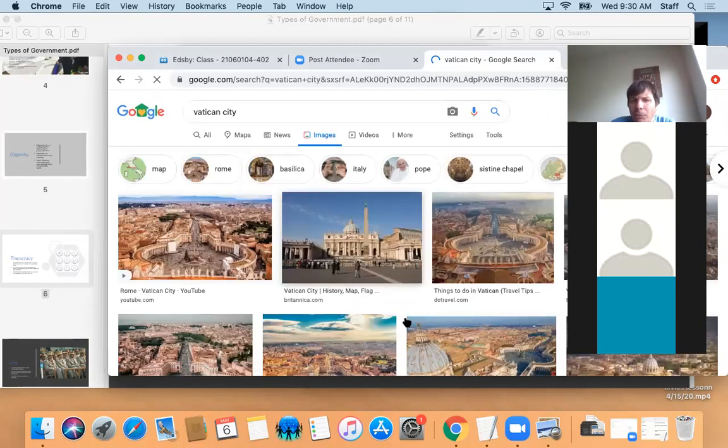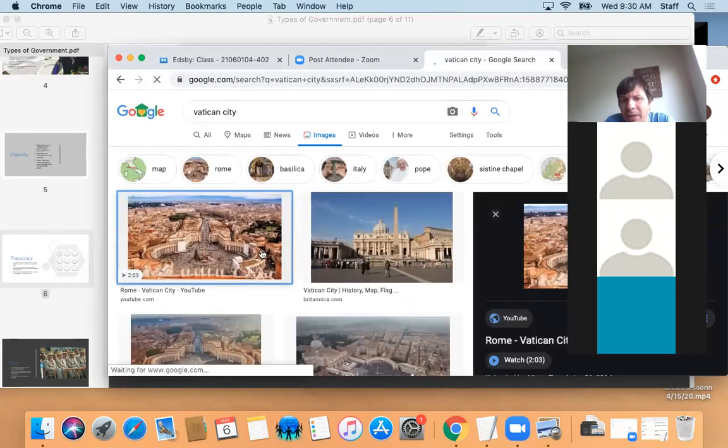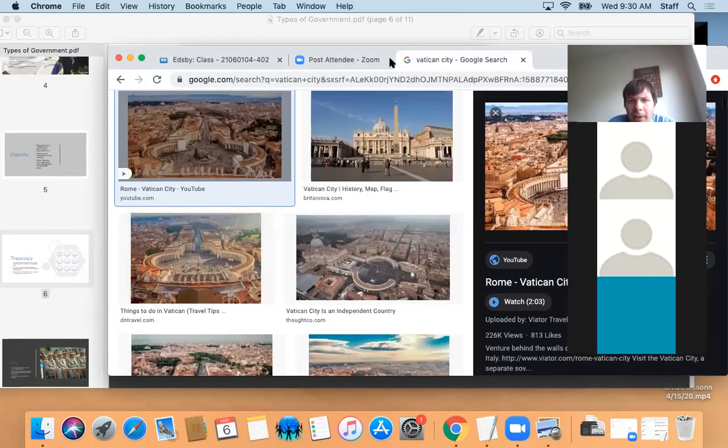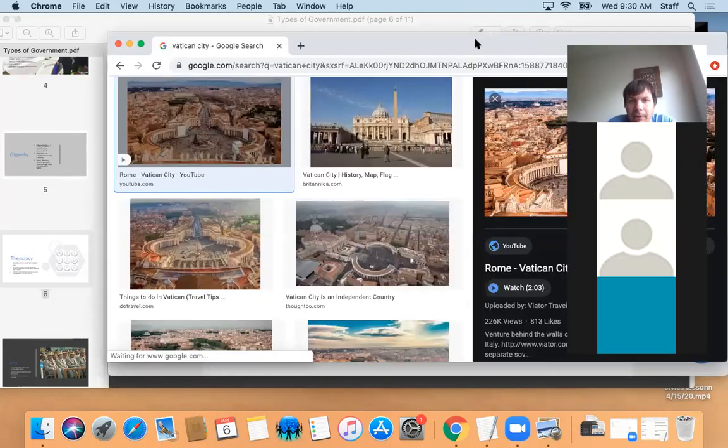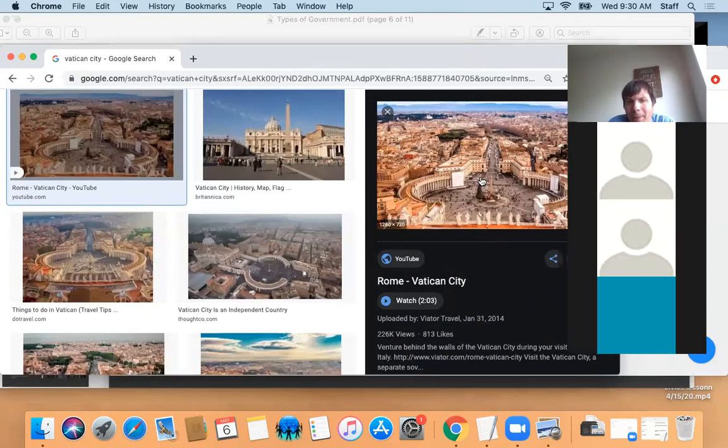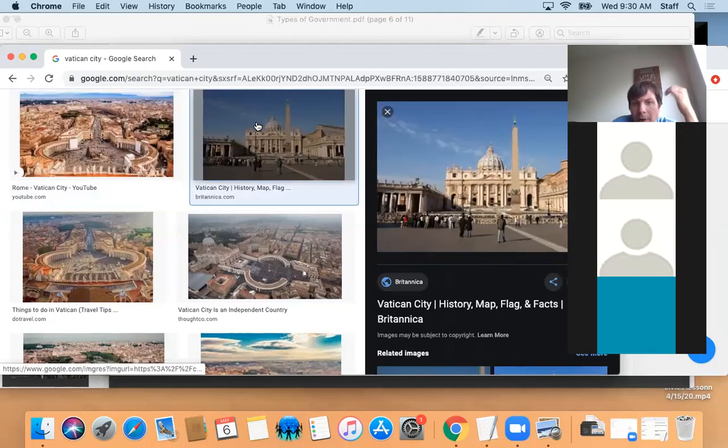That's where St. Peter's Basilica is. Seen this on TV before? You see the pictures that I'm looking at? Okay, it's basically the Pope's palace. You can go visit there.